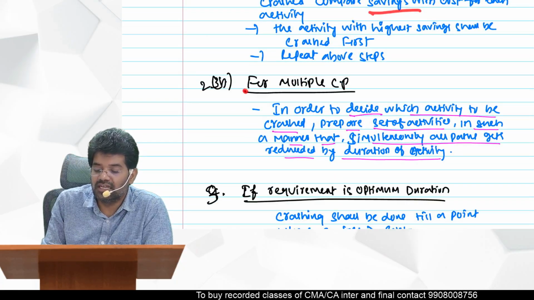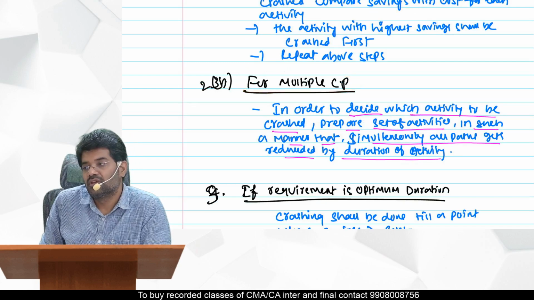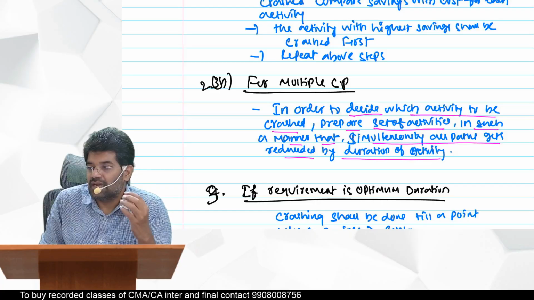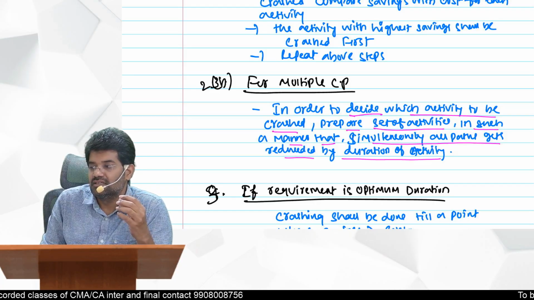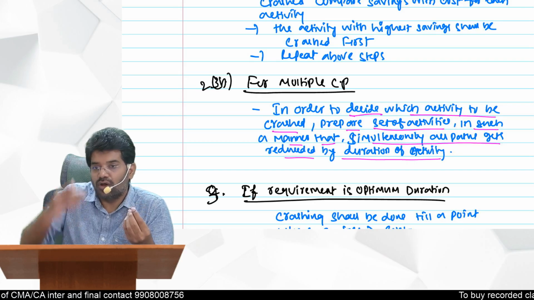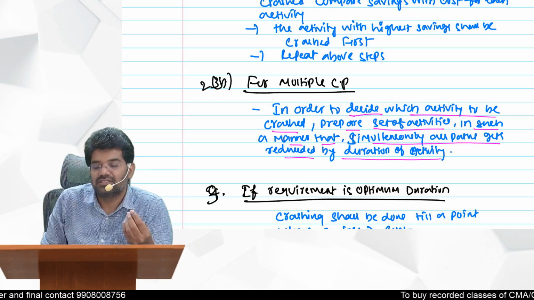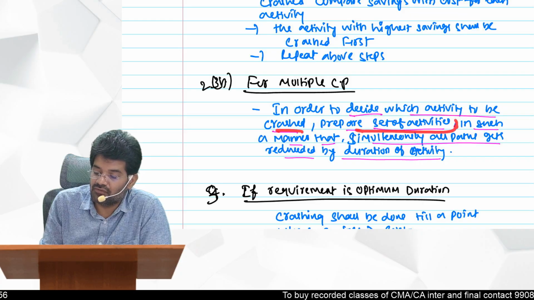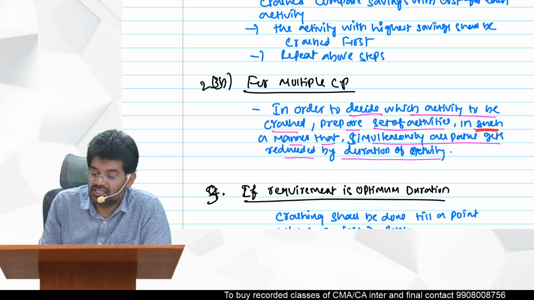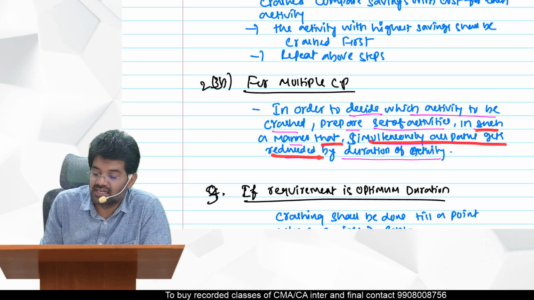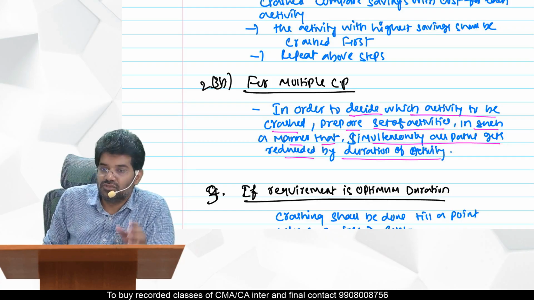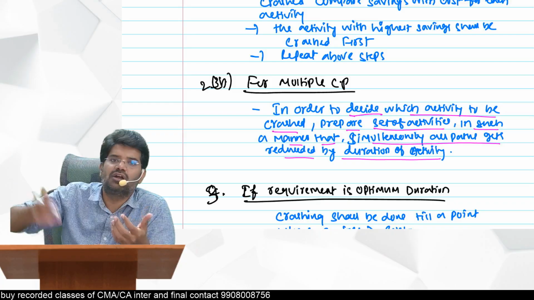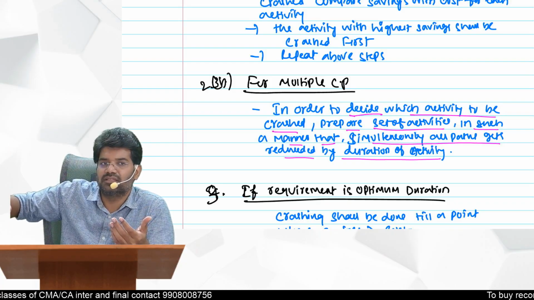If you get multiple critical paths, what you are supposed to do? You have to create a set of activities in such a manner that one activity, if you crash it, is crashed in all the critical paths. In order to decide which activity to be crashed, prepare a set of activities such that simultaneously all paths get reduced by the duration of the activity. So find out the common activity in all the paths. If it is possible, take that only. If that is not there, then take different activities in each path.